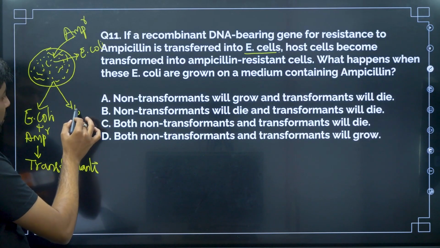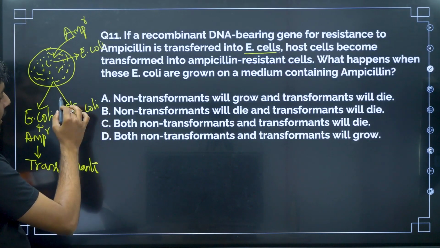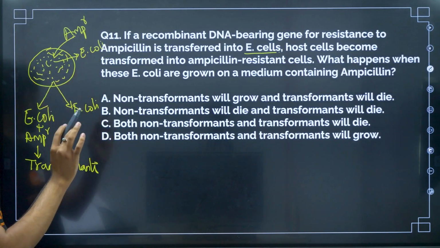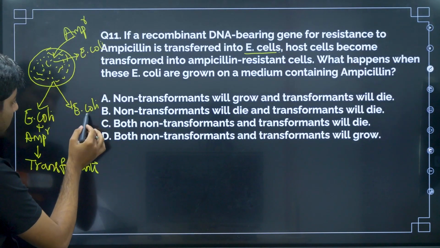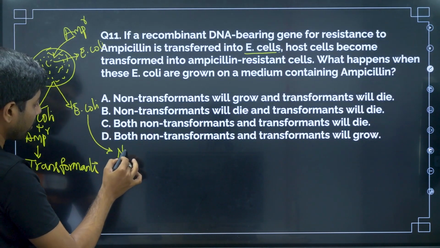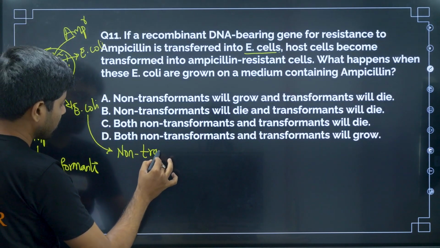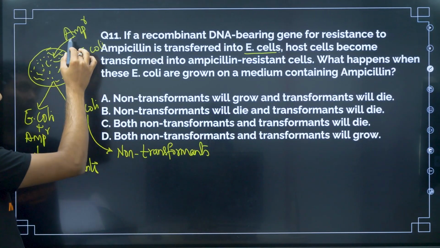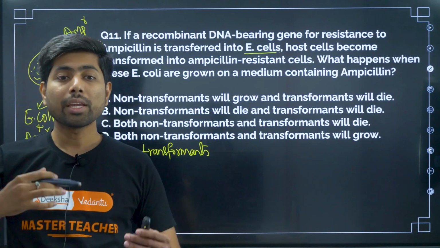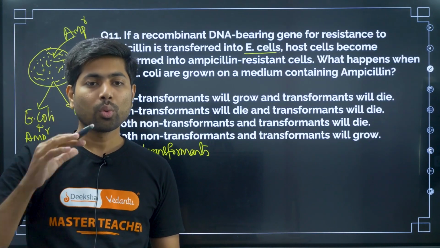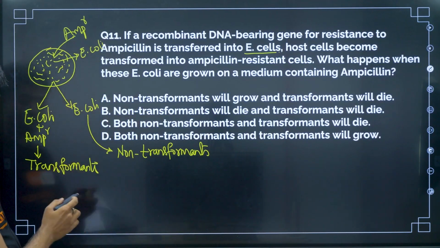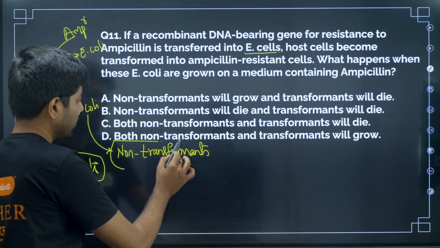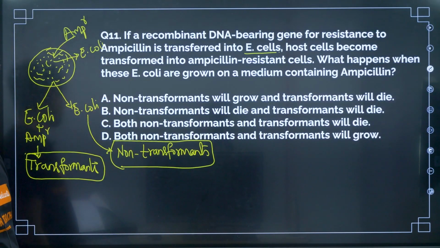Now some E. coli do not take the ampicillin resistant gene. Therefore they remain as they are, normal E. coli. These without the ampicillin resistant gene are called non-transformants. It is not necessary for all the E. coli to take the ampicillin resistant gene. Those which take the gene are called transformants, and those which do not take the gene are called non-transformants.